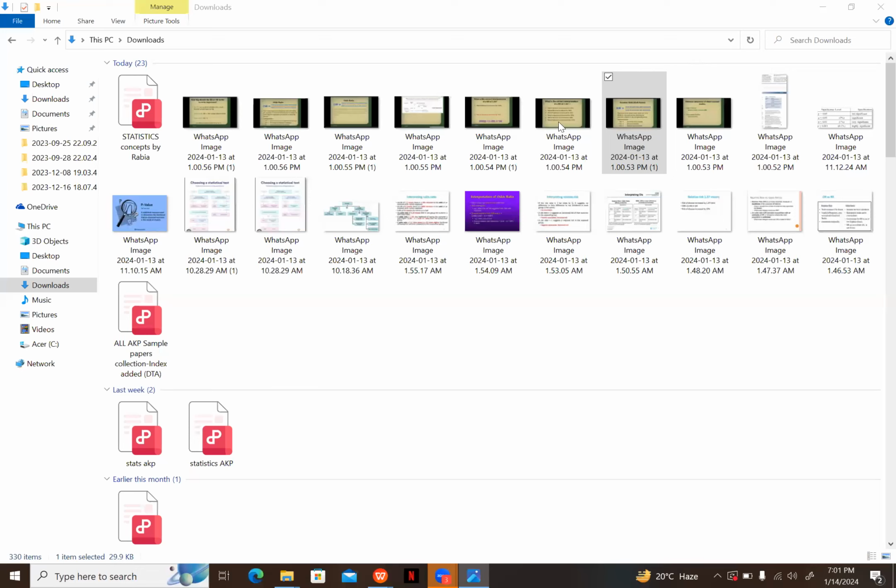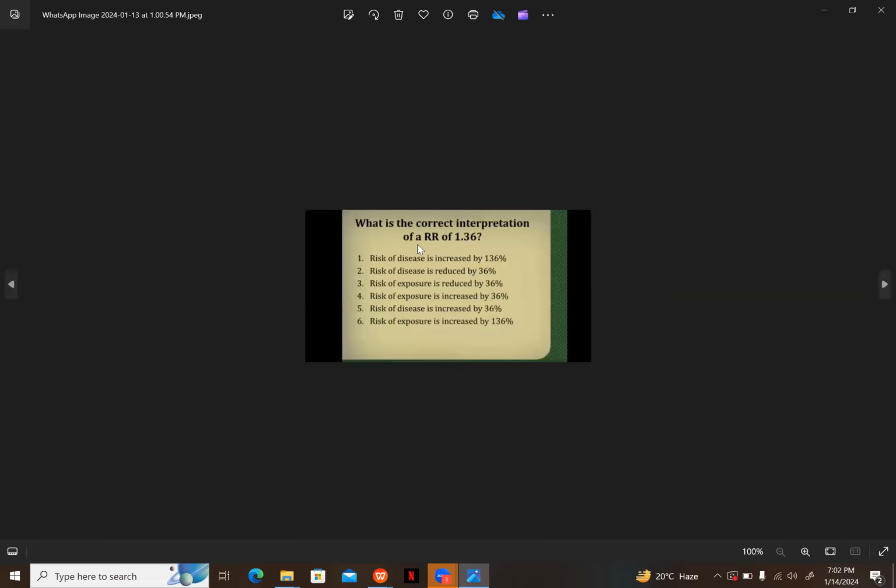Okay. Okay, if they have given you, like, what is the correct interpretation of RR of 1.36. Okay, time is running out. If you lost the connection, you can rejoin the same link.